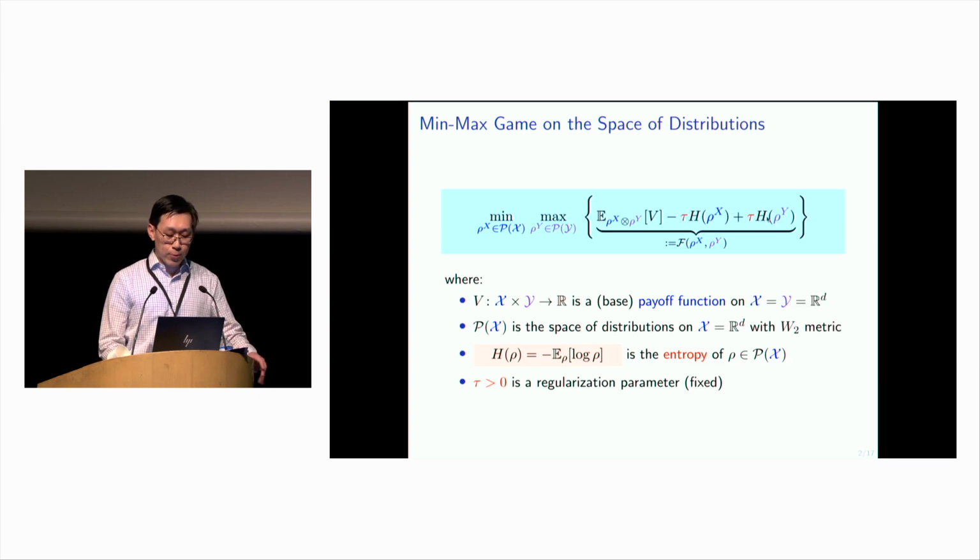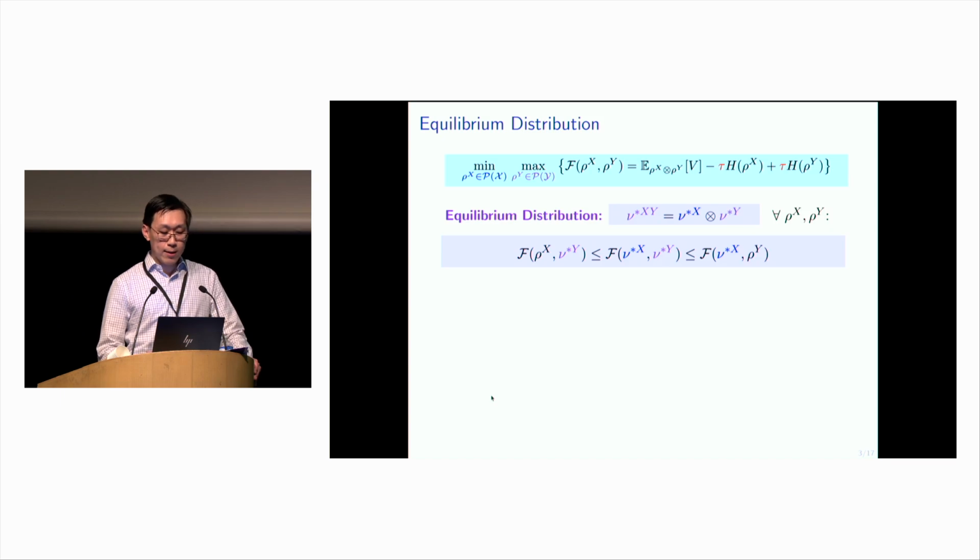So here in this work, we study this problem when the base spaces x and y are the Euclidean space. And we also impose this entropy regularization with some fixed regularization parameter tau. And the goal of this problem is to find what's called the equilibrium distribution, which is also a product distribution, say this nu star x y, that satisfies the following inequality for all distributions rho x and rho y. Right, so this looks like the usual equilibrium definition in game theory.